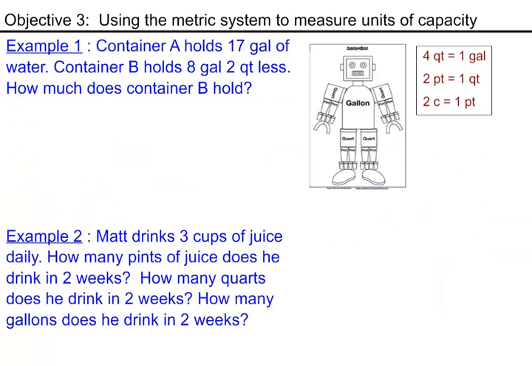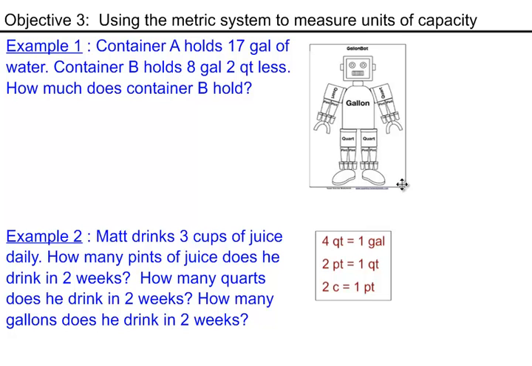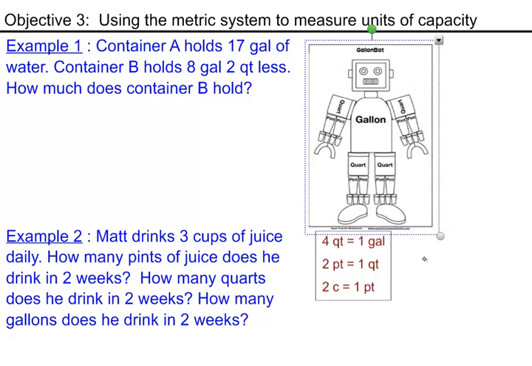Alright, now what we're going to do is talk about the standard system for capacity, and actually the standard system is very tricky for students, because it's hard to remember. It's hard to remember that there's 4 quarts in a gallon, 2 pints in a quart, 2 cups in a pint. So a lot of times what teachers do is they make the gallon man, and if you can see this picture right here, it simply shows 4 quarts in a gallon, 2 pints in a quart, 2 cups in a pint. It's really nice and handy for the students to have a visual.